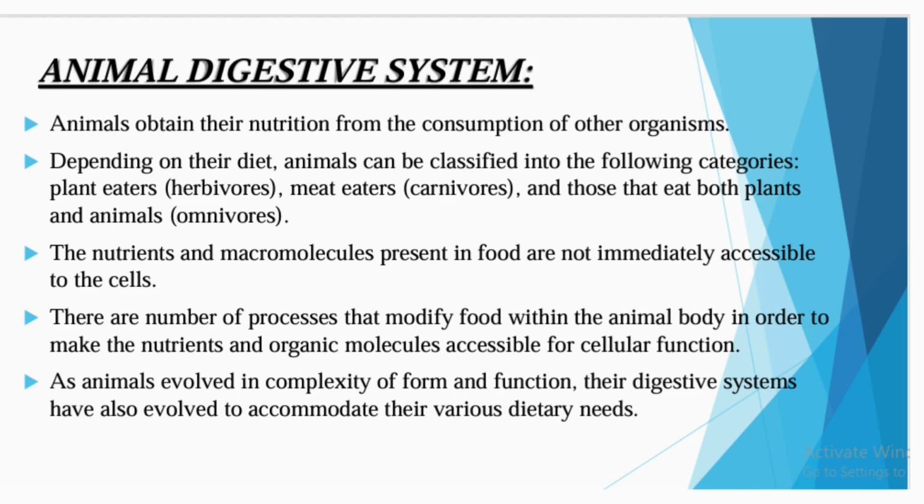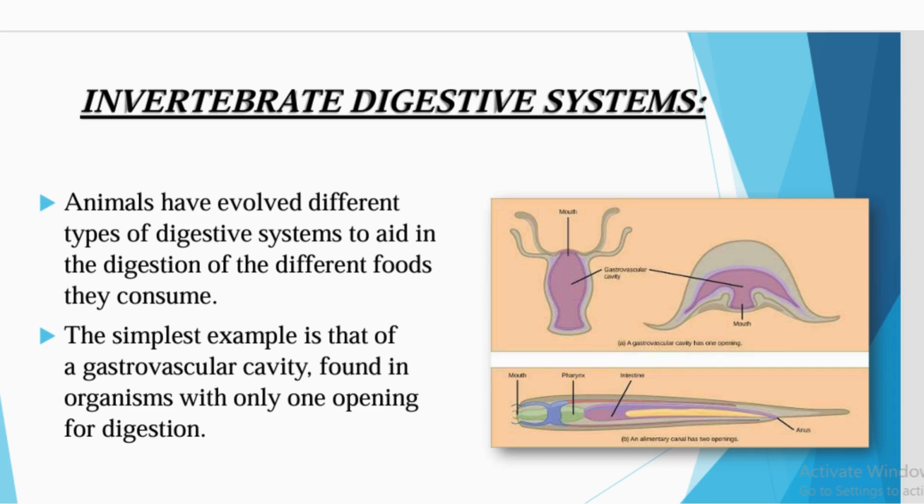The nutrients and macromolecules present in the food are not immediately accessible to the cells. There are a number of processes that modify food within the animal body in order to make the nutrients and organic molecules accessible for cellular functions. As animals evolved in complexity of form and function, the digestive system also evolved to accommodate their various dietary needs. First, we discuss the invertebrate digestive system.